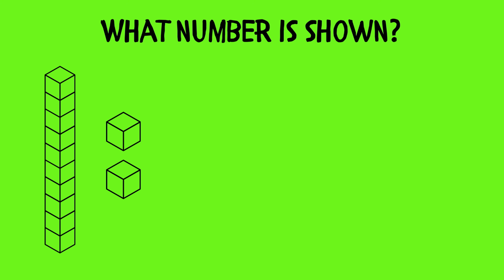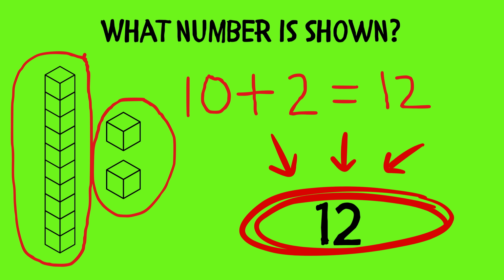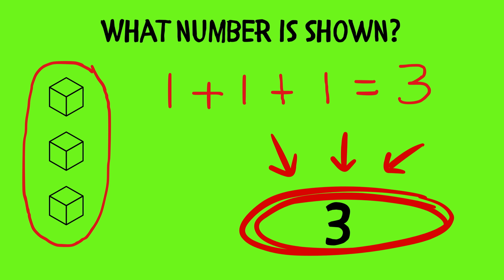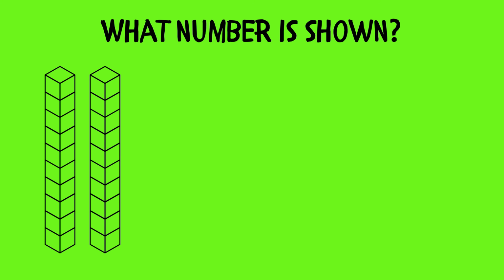What number is shown here? Remember, whenever we see a rod, it is 10, and whenever we see a cube, it is 1. If we count each cube by ones, we have 2 cubes, so 10 plus 2 equals 12. What number is shown here? Remember, whenever we see a cube, it is 1. Therefore, if we count each cube by ones, we have 3 cubes, so the number that is shown here is 3.